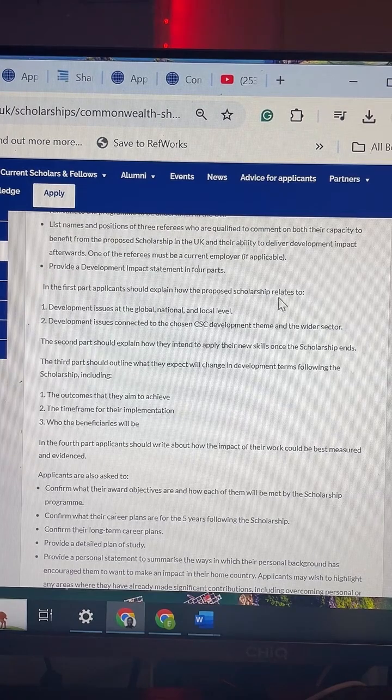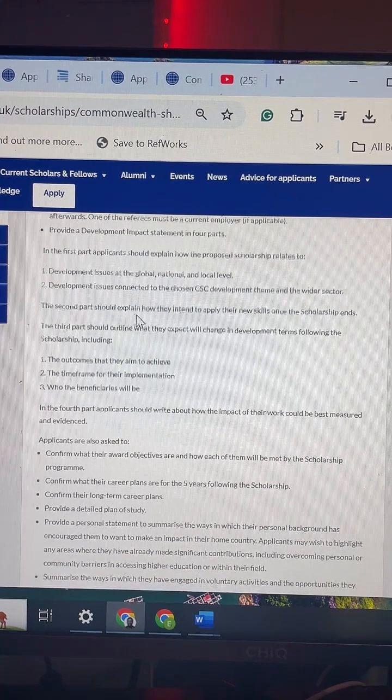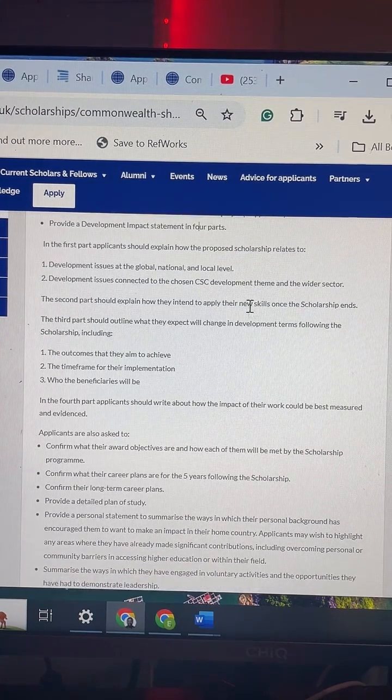And these are the essays that they'll be asking you. So you need to provide a development impact statement in 4 parts. In the first part, applicants should explain how the proposed scholarship relates to development issues at the global, national, and local level. So we look at how to go about this specific essay, and the development issues connected to the chosen Commonwealth Commission's development theme and wider sector. This is where knowing the themes selected for the scholarship is important.